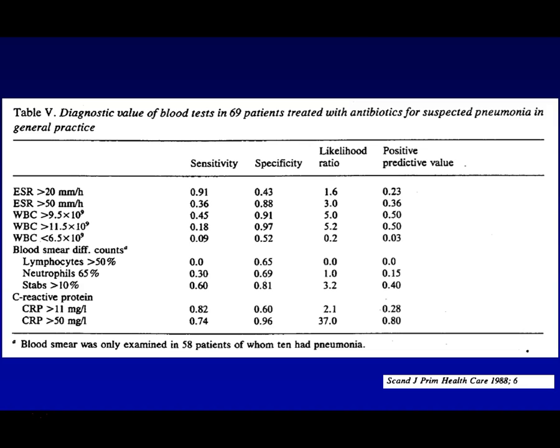Here we see the diagnostic value of blood tests in subjects that are treated with antibiotics for suspected pneumonia in a general practice. And also we see that the likelihood ratio can be calculated from the sensitivity and the specificity, and this is high for the CRP. So this tells us that the use of CRP in the detection of pneumonia is good.